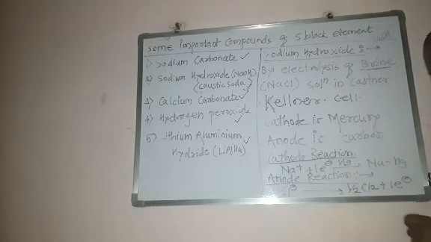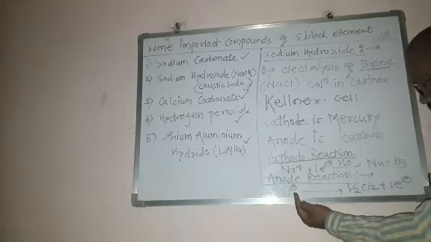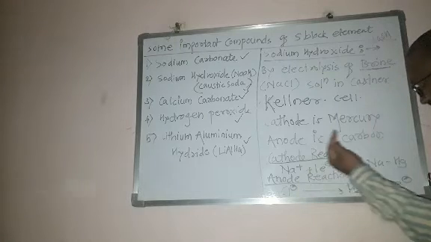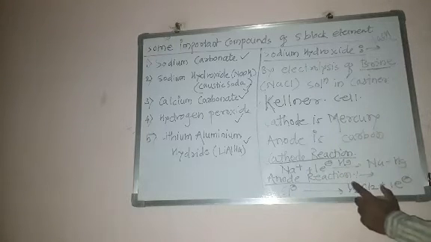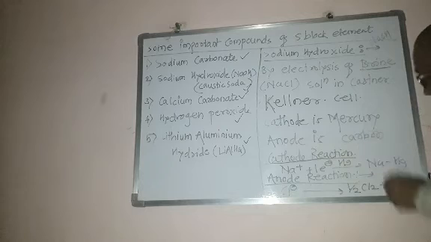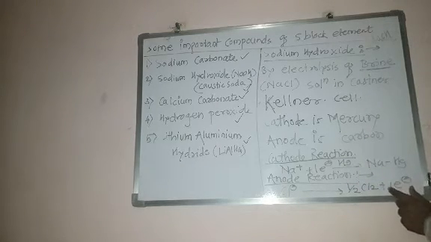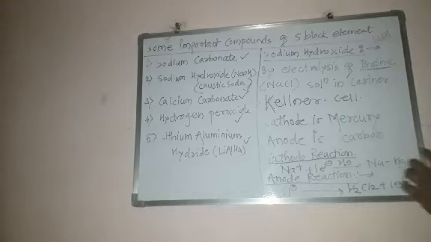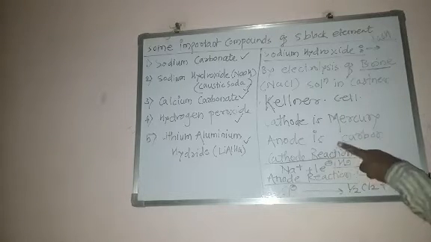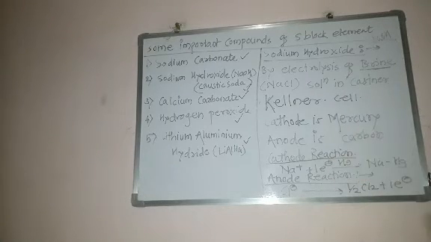On the anode, Cl- ions get liberated to form half a Cl2 along with the loss of one electron. Two reactions happen, on the cathode as well as on the anode. Now how is sodium hydroxide formed? Up to this point there is no formation of sodium hydroxide.